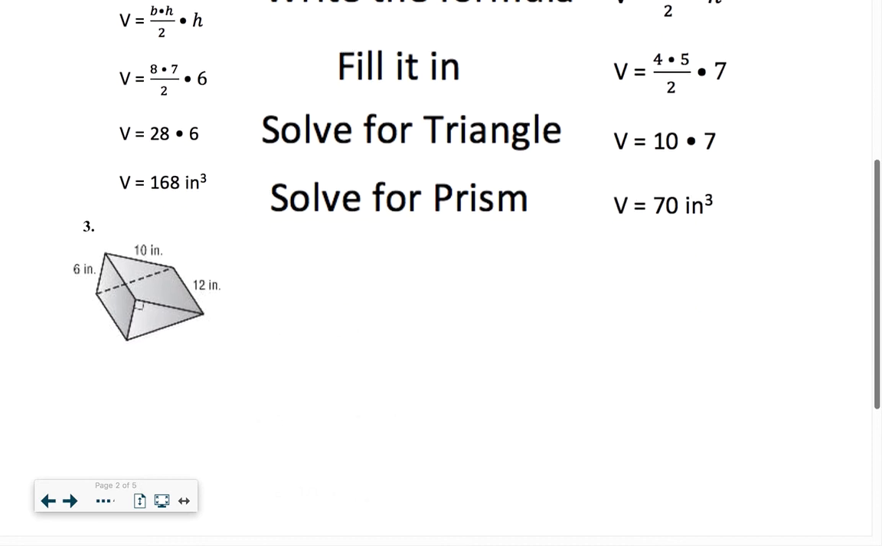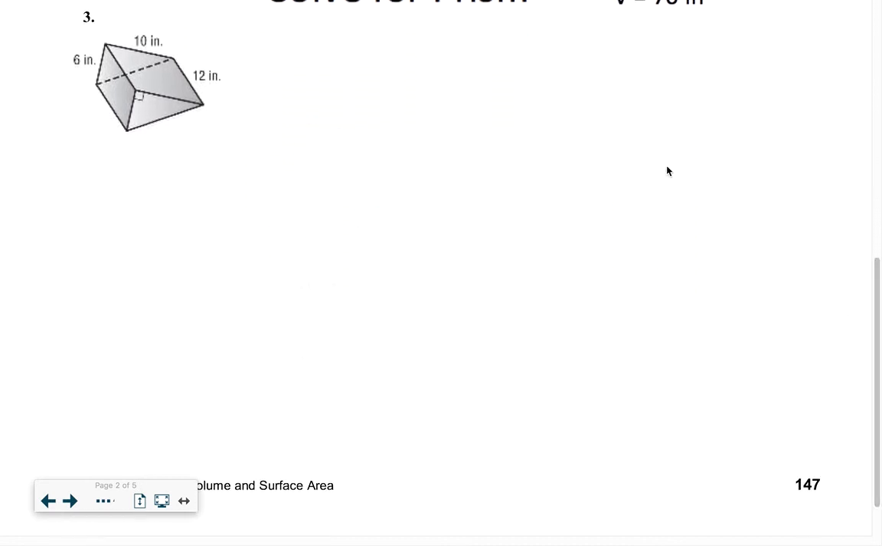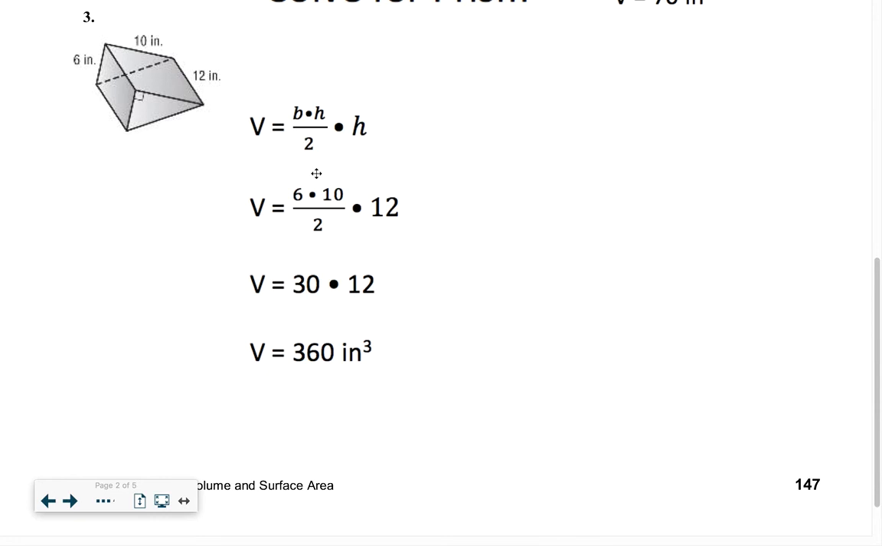Okay, and last but definitely not least, you're going to do number 3. Hit pause. Go ahead and try to get the answer. You should have gotten 360 inches cubed. If you got 360 inches cubed, you are well on your way to doing all of these perfectly. Great.